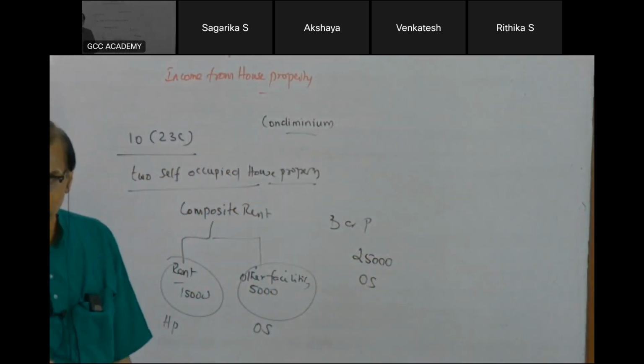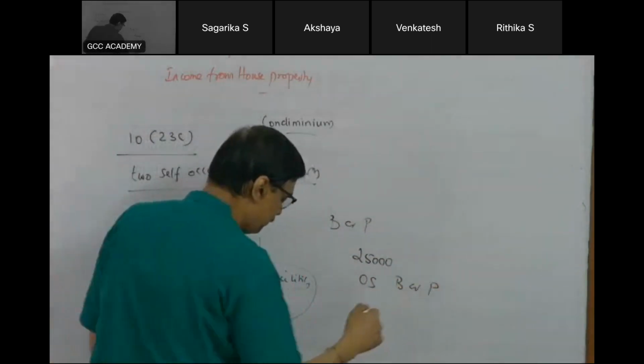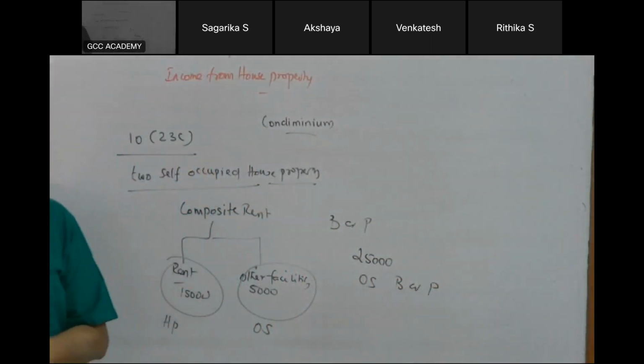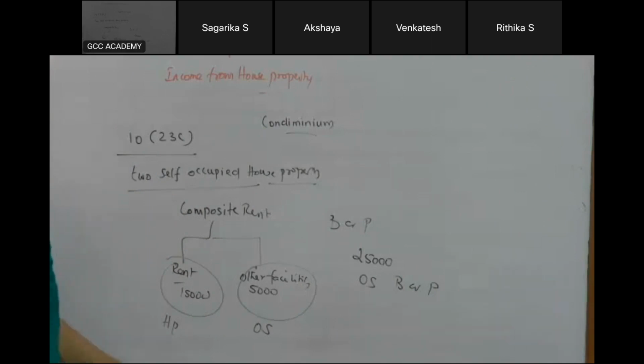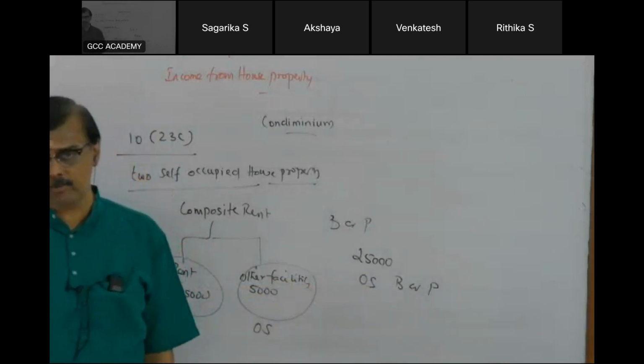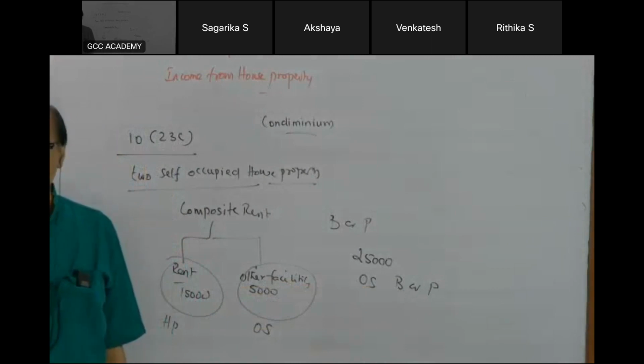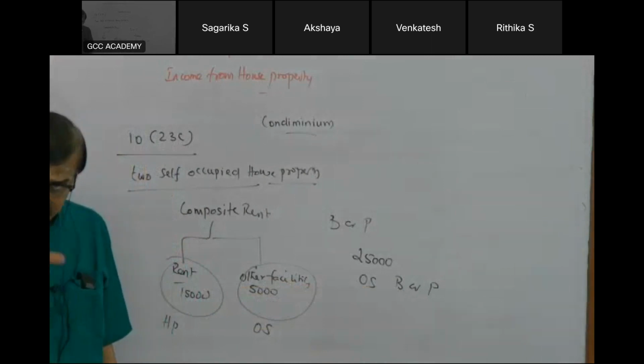it will go to what? Other sources. If he has multiple houses, it will not go there. That is what I am trying to say. If you are going to give a house on rent with all features and facilities, whatever, if you have only one house, it will go to other sources. If you have multiple houses, it goes to business or profession. Because it is called composite rent. The problem arises because the composite rent is not split.